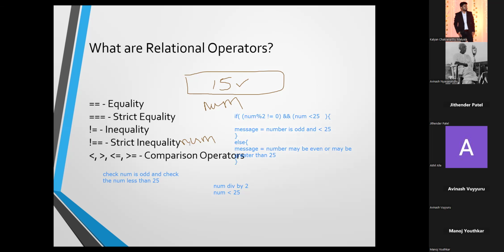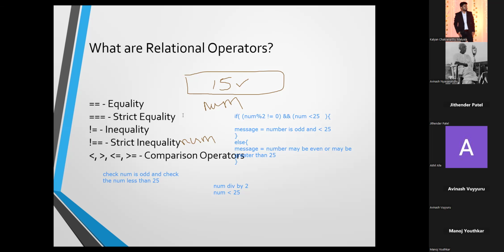We have logical operators and relational operators. We are seeing one example which contains both together. If a number entered in the input is an odd number and is less than 25, then I should print one text. If not, the message should be another text. So this is the requirement.